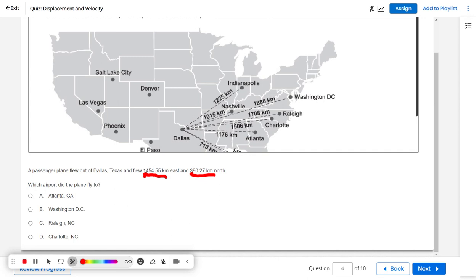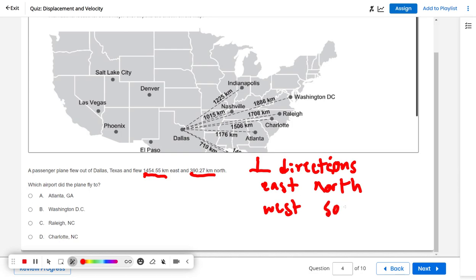And just to give you guys a hint, perpendicular directions: east, north, west, south. East, south, and west, north.